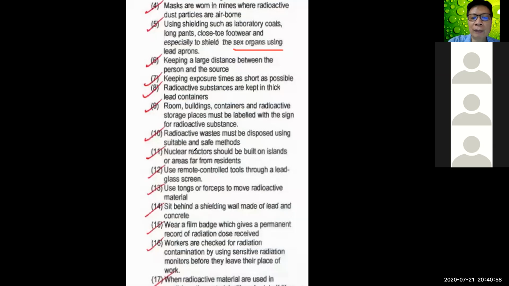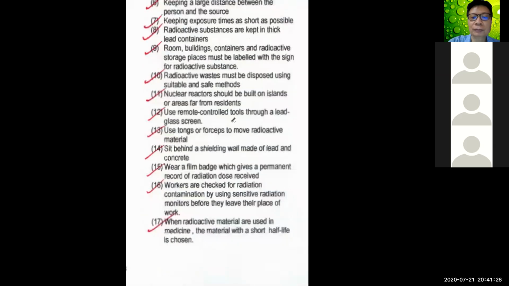Number 11, nuclear reactor, meaning the nuclear power station, should be built on island or area far from residents. This one must be followed. When you want to build a reactor, where the reactions of radiation happen, make sure the place of the reactor is far, on an island where nobody stays. Use remote control to control. Don't use your hand to handle. Use tongs or forceps. You want to hold, so use a forceps.